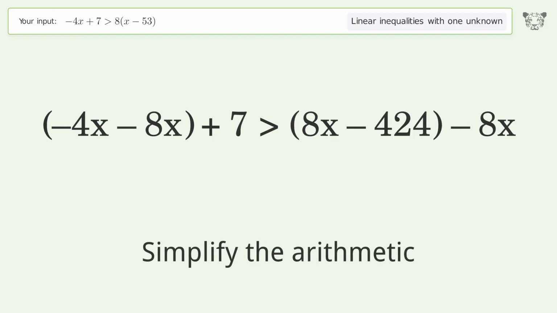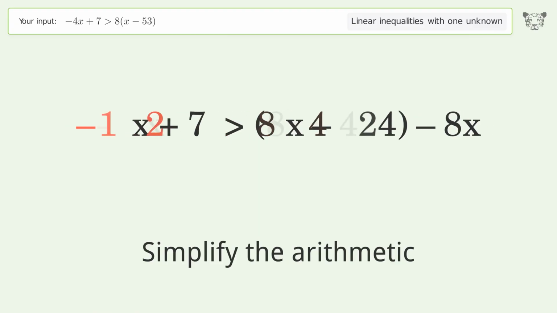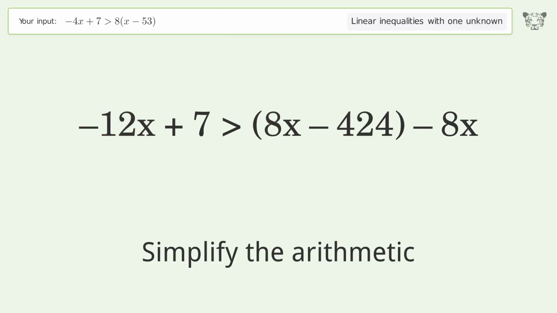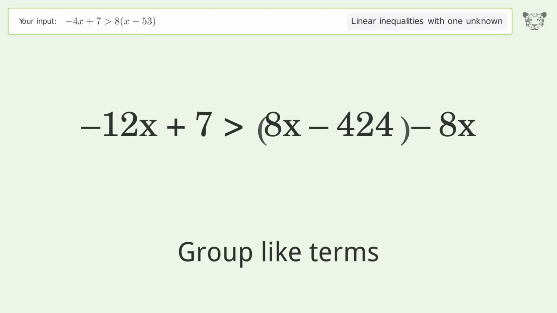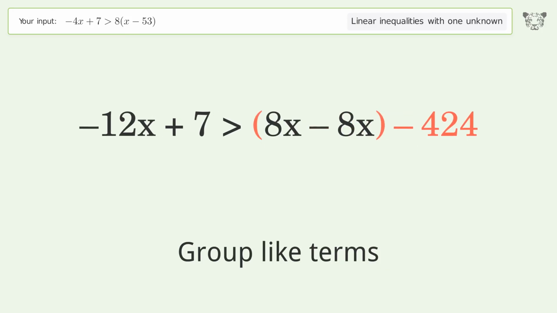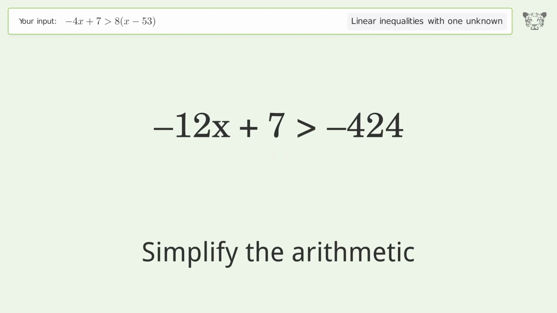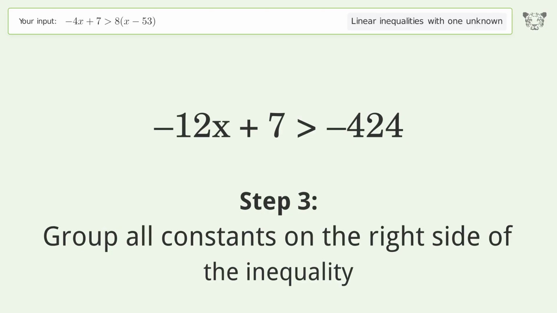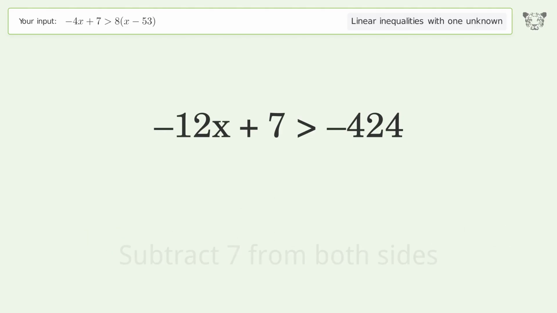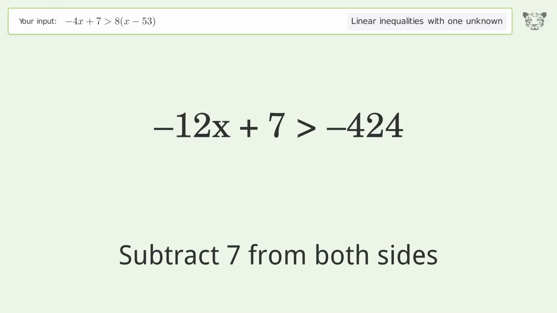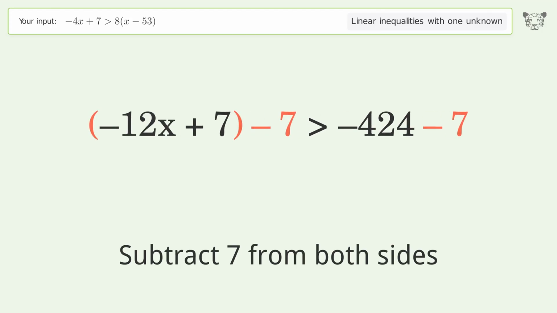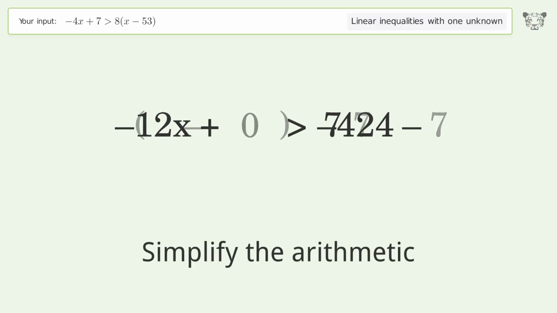Simplify the arithmetic. Group like terms. Simplify the arithmetic. Group all constants on the right side of the inequality. Subtract 7 from both sides. Simplify the arithmetic.